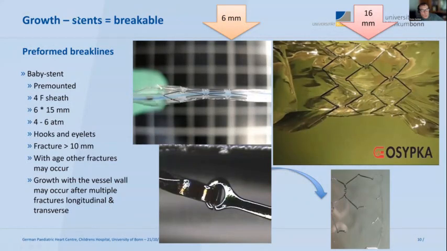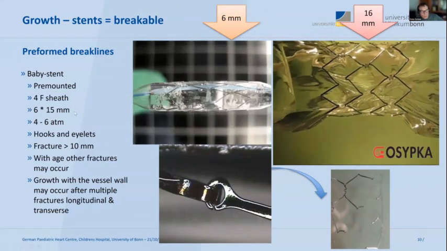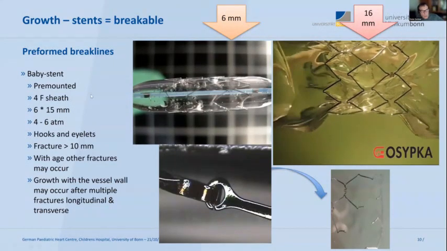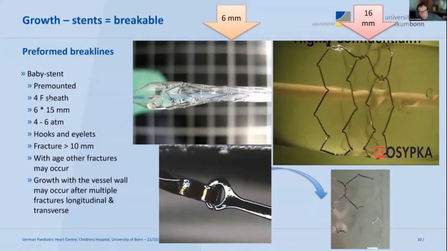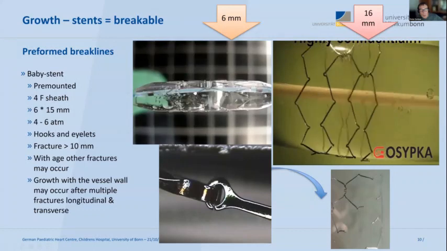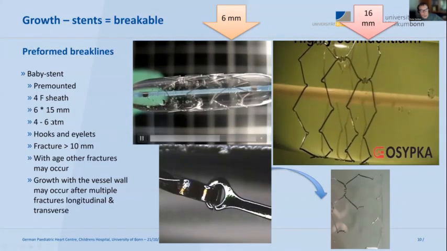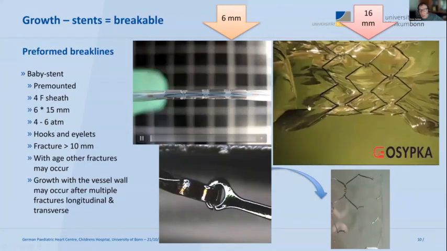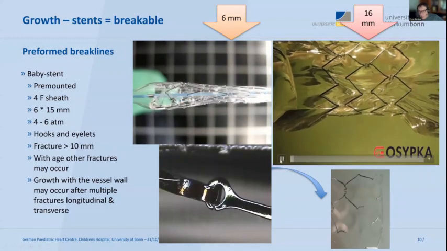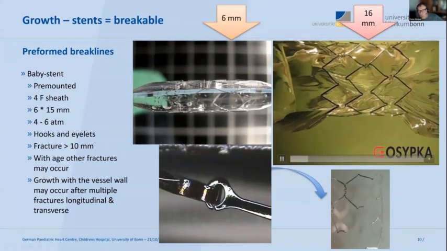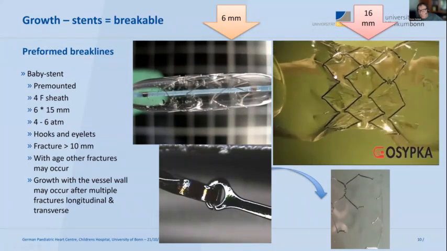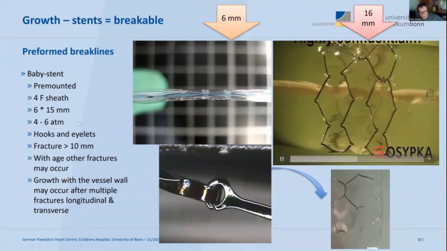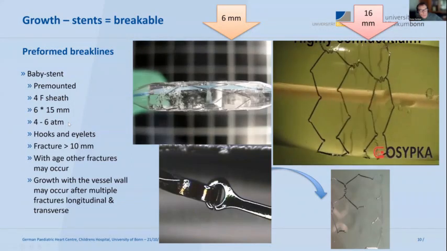Now to the group of growth stents. We had the Baby stent from the Osypka company. This is a stent running through a 4 French delivery sheath, can be implanted with 6 millimeters and can be redilated endlessly. There are hooks and eyelets, preformed breakable breaking lines, so you can dilate it to whatever diameter you desire.